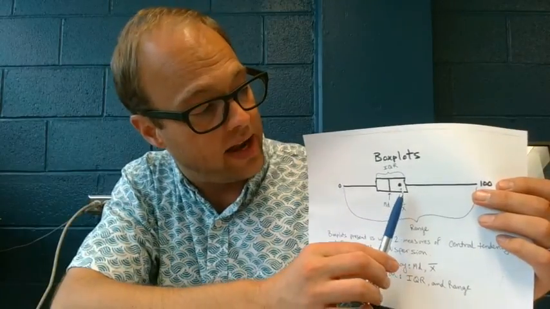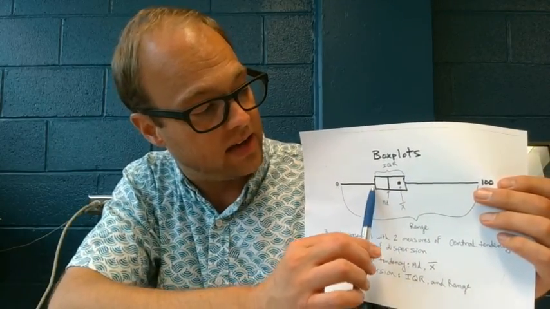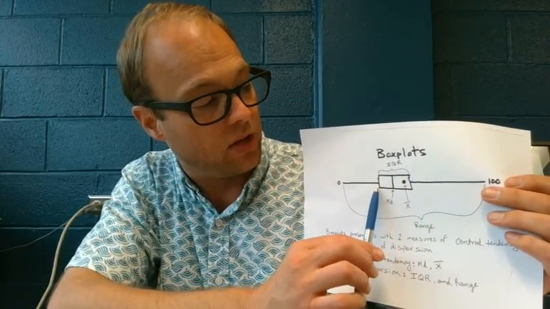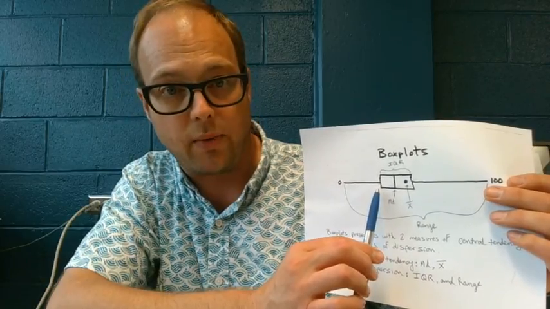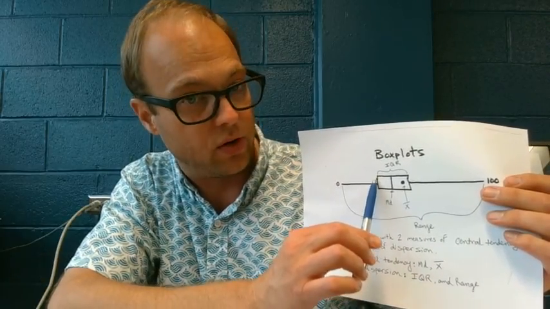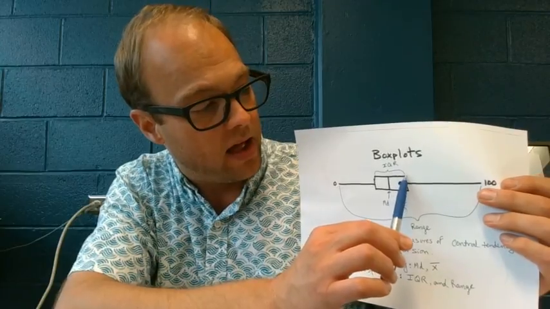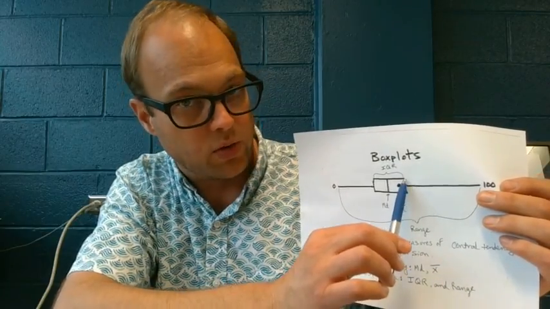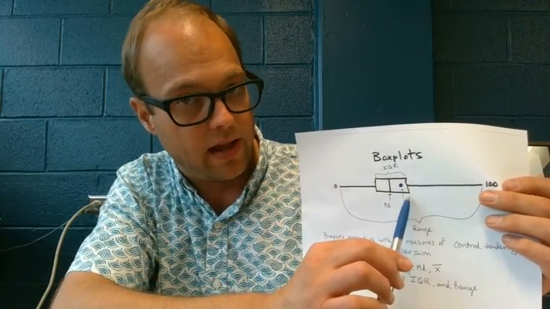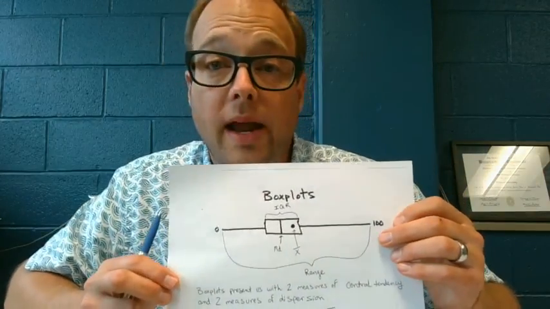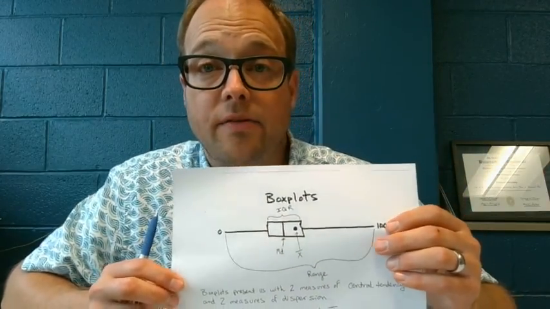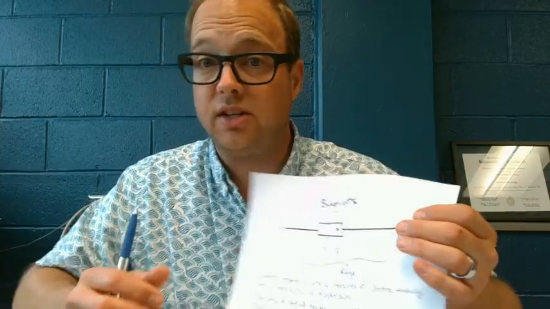The interquartile range falls here on each edge of the box. So the lower end of the interquartile range is represented by this vertical line, and the upper edge of the interquartile range is represented by this vertical line. And the interquartile range means that we have the middle 50% of the distribution.